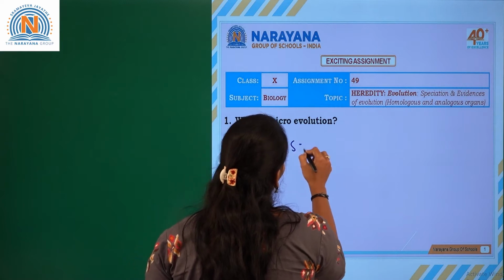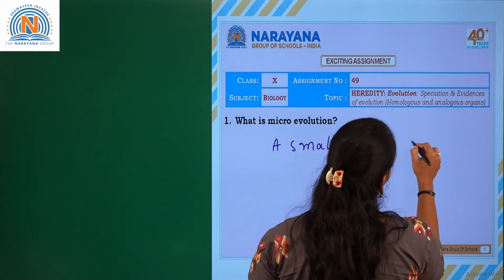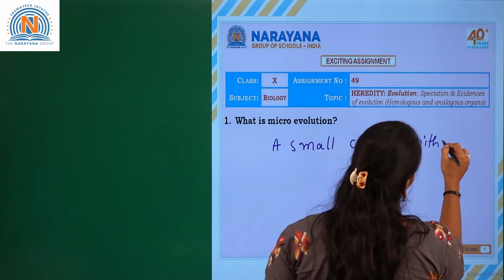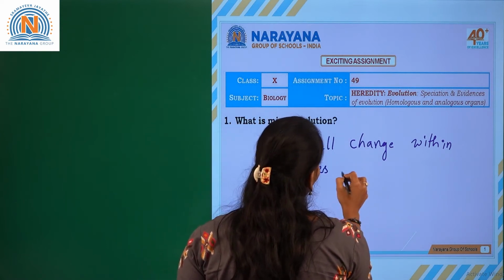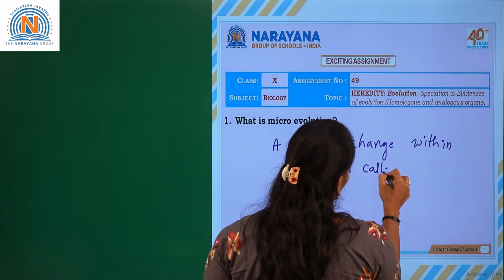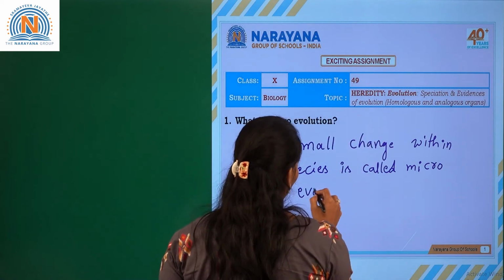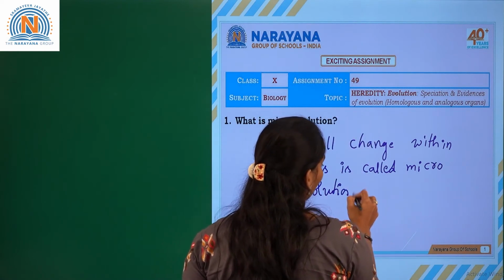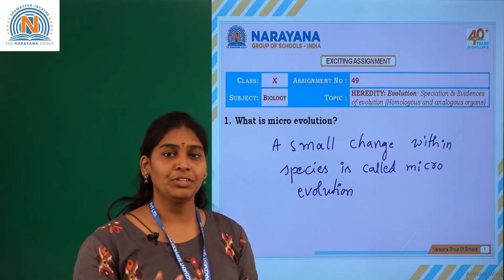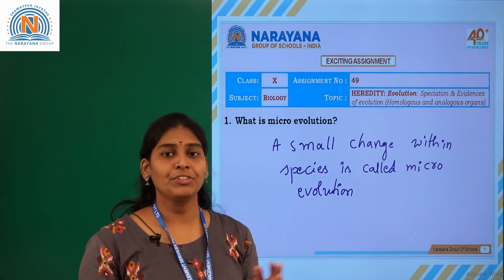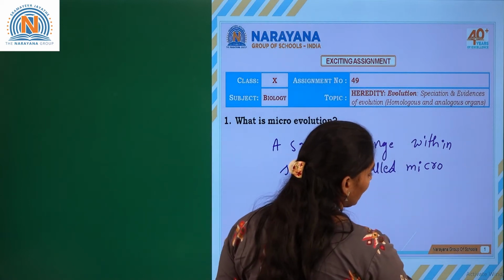A small change within species is called microevolution. A small change within the species is called microevolution, whereas macroevolution is many changes and a number of changes. Let us go for the next question.